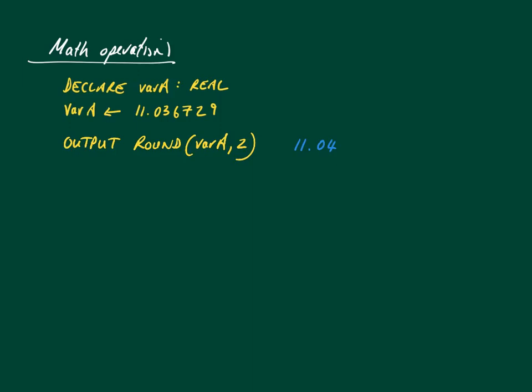But sometimes we want the whole number, or the whole number part of the real number, and we can get rid of the entire decimal point, and this is called truncation. We can use a function called truncate to allow us to do this. And so if we output the truncation of variable a, we'll just get 11, because that's the whole number part of the real number.